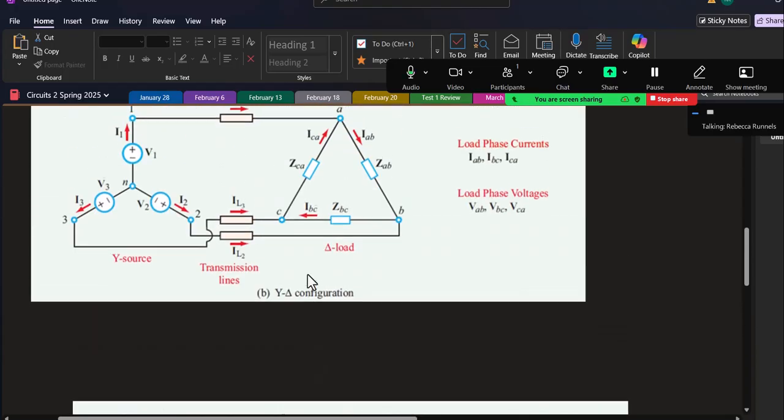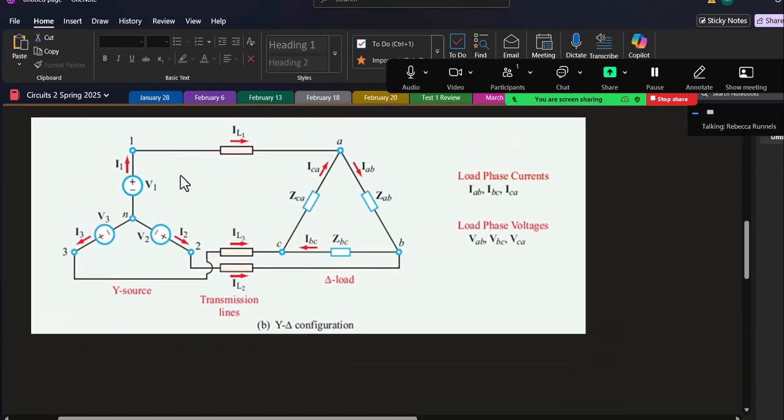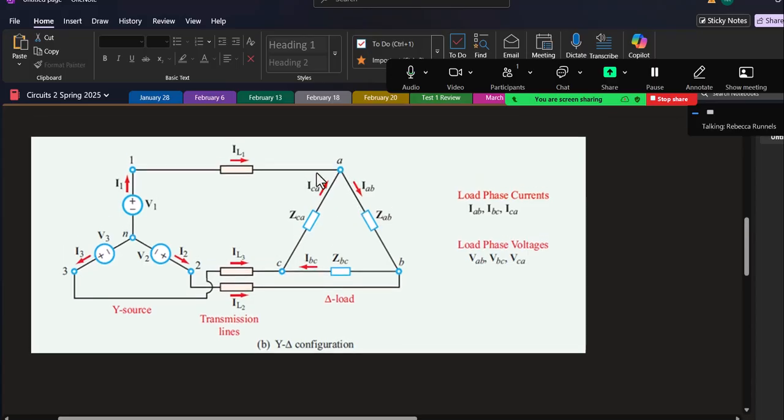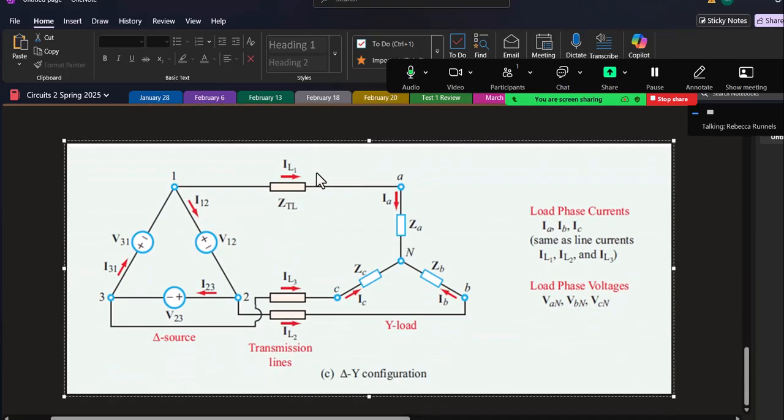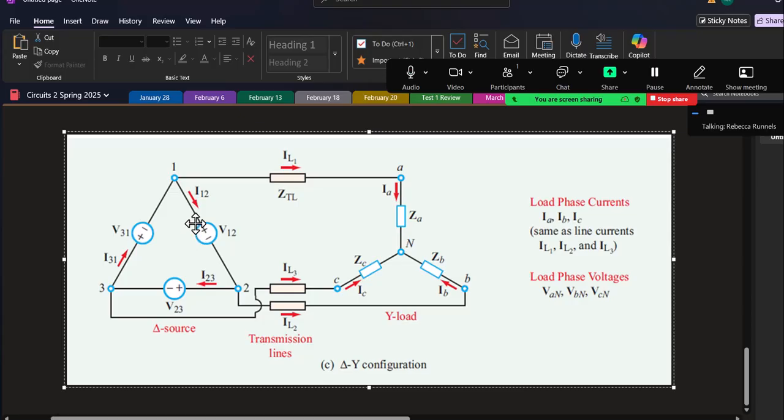But if I have delta, from my Y source, I have I1 and IL1, that's fine. But then I get to A, and I've got two currents coming to A. And so it's not all the same. And if I have a delta source, then IL1 is actually going to be I31 minus I12. So that just makes it a little harder. That's why it's always nice to convert them to Y.